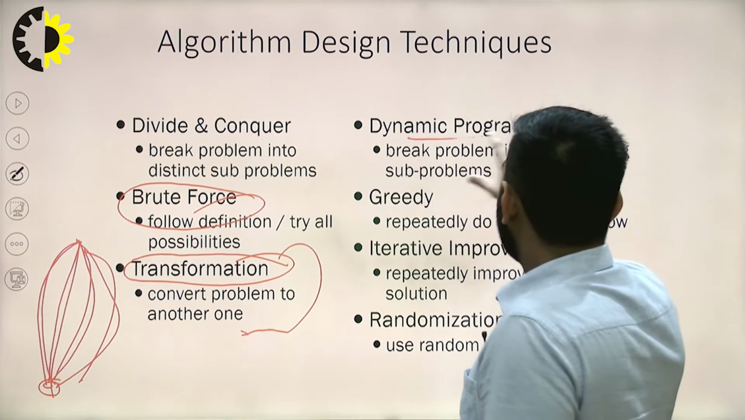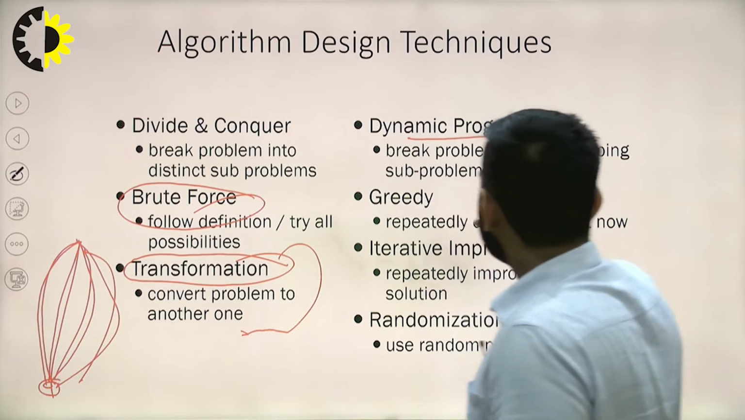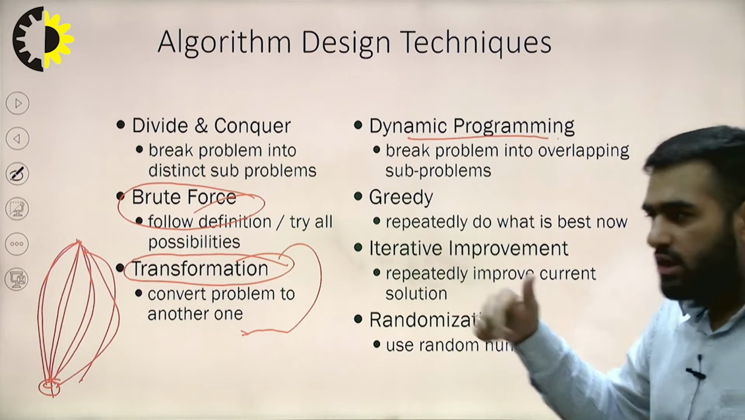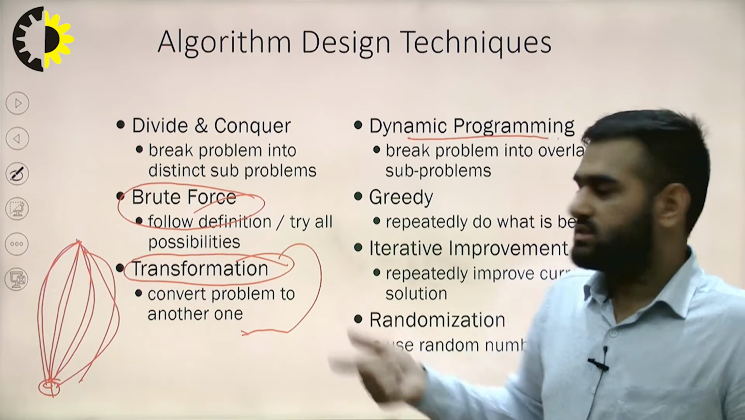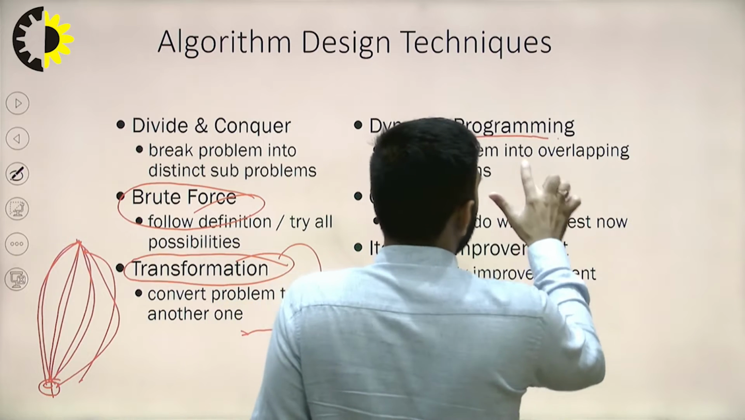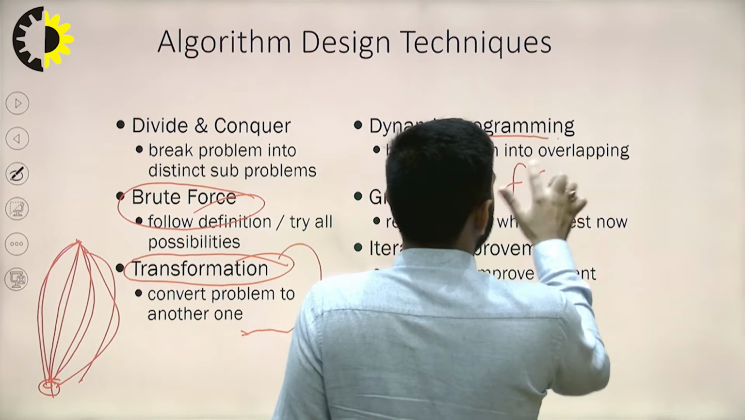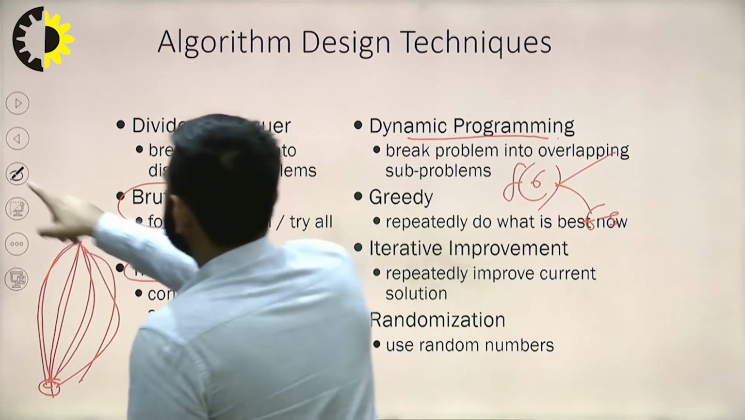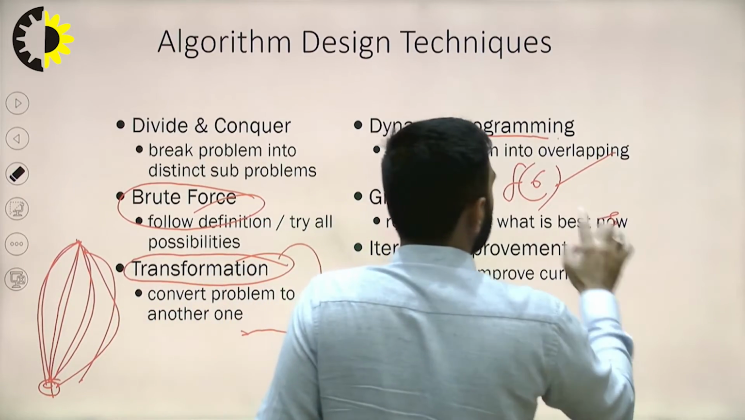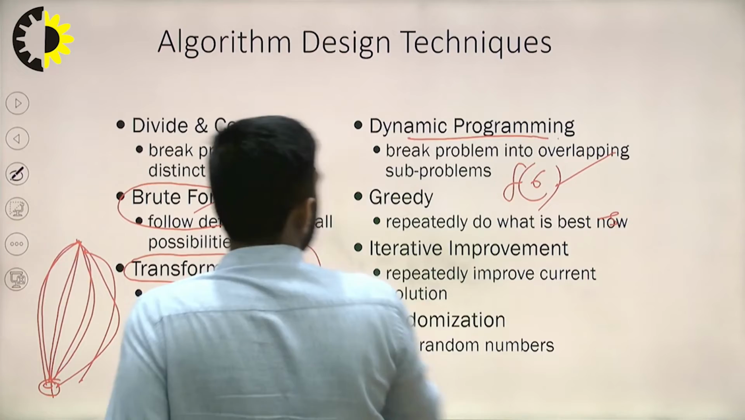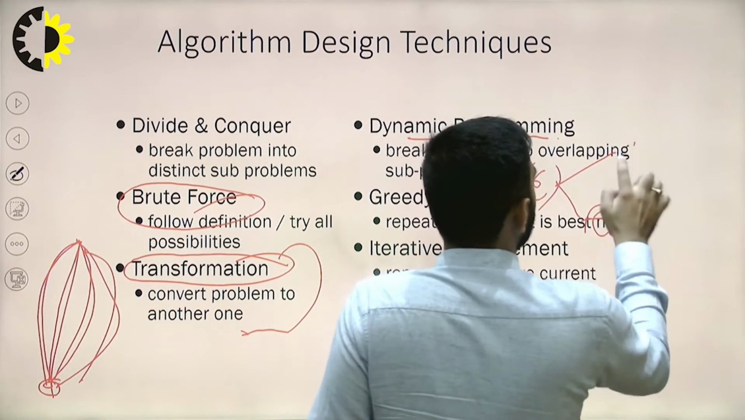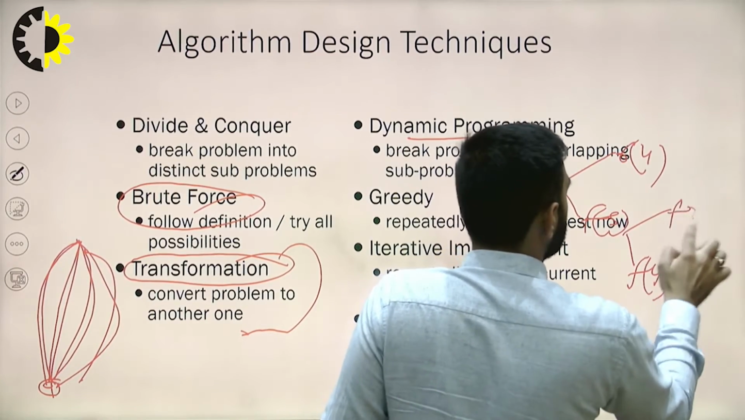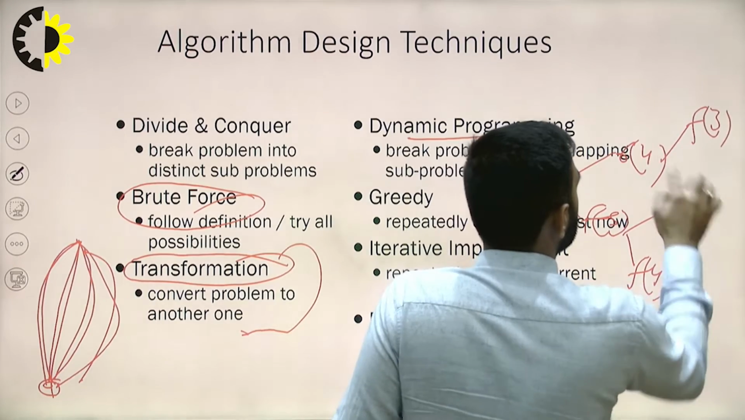Next is dynamic. Dynamic, what will it do? Basically, dynamic programming breaks the problem into sub problems and solves the sub problems recursively, but will not calculate the sub problem again and again. Suppose the example of factorial 6. It further calls factorial 5, factorial 4. Again it will call factorial 4, factorial 3. Now see, factorial 3, factorial 2.